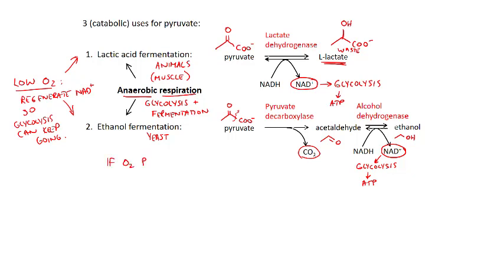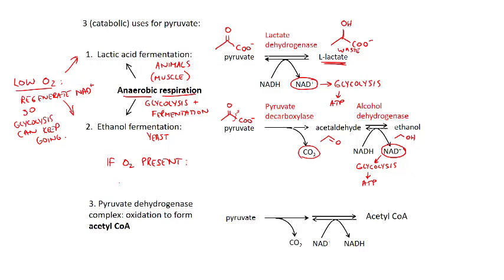If oxygen is present, cells tend not to do these reactions. Instead, what cells do is they convert pyruvate into acetyl-CoA, which is then further oxidized in the tricarboxylic acid cycle, or the Krebs cycle. And this is a preferred mode of catabolism because it generates much more ATP. But it requires oxygen.